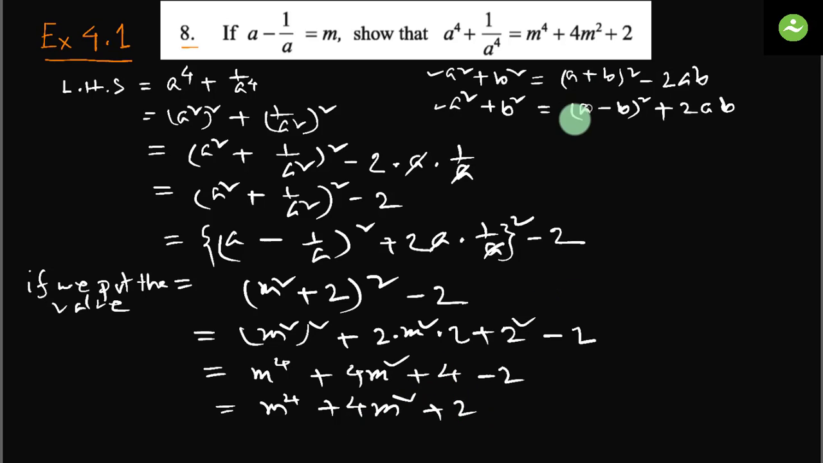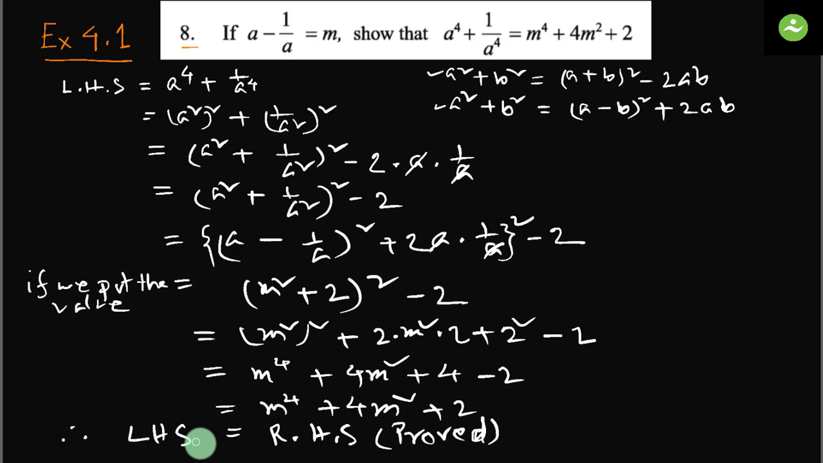What was the right side? m to the power 4 plus 4m square plus 2. So we can write this equals the right hand side. So this is proved. We have proved the left hand side equals the right hand side. Therefore, left hand side equals right hand side.